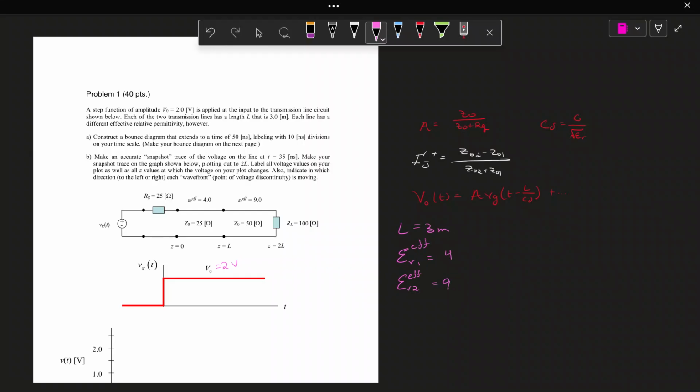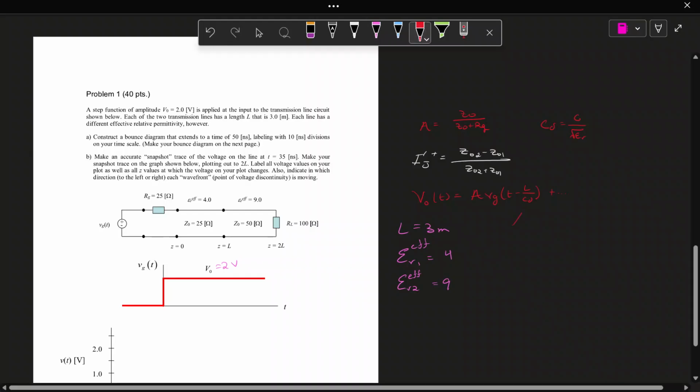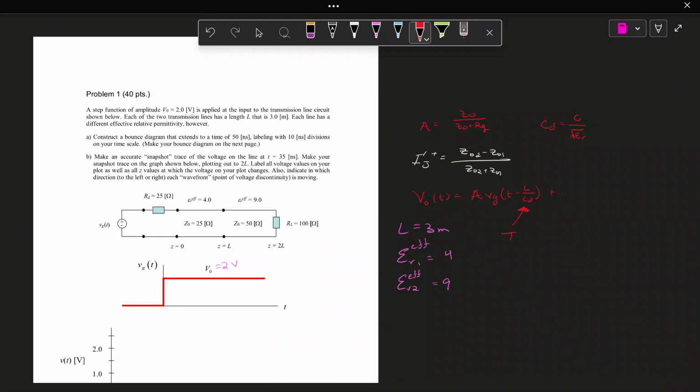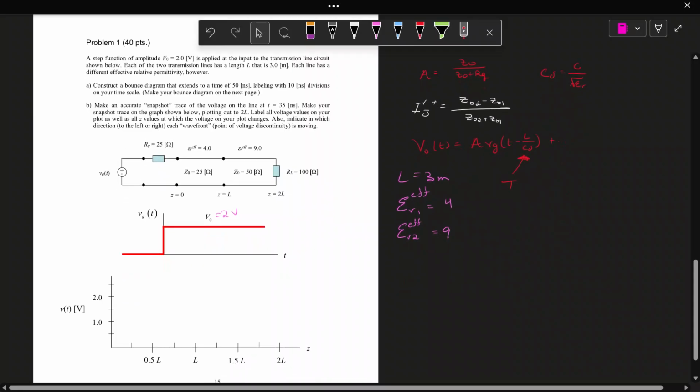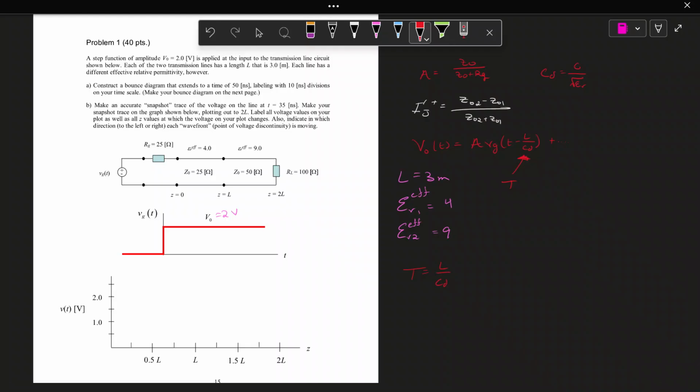Now we need to find that time, the period it takes to go from source to junction and junction to load. How do we do that? If we look at this equation, that is our period, capital T. This is the time shift that you would see on a voltage as a function of time graph. So we need that period. Period is equal to L over CD. We know what C is, the speed of light, but we do not know CD. We know L is 3 meters. We need to find CD.